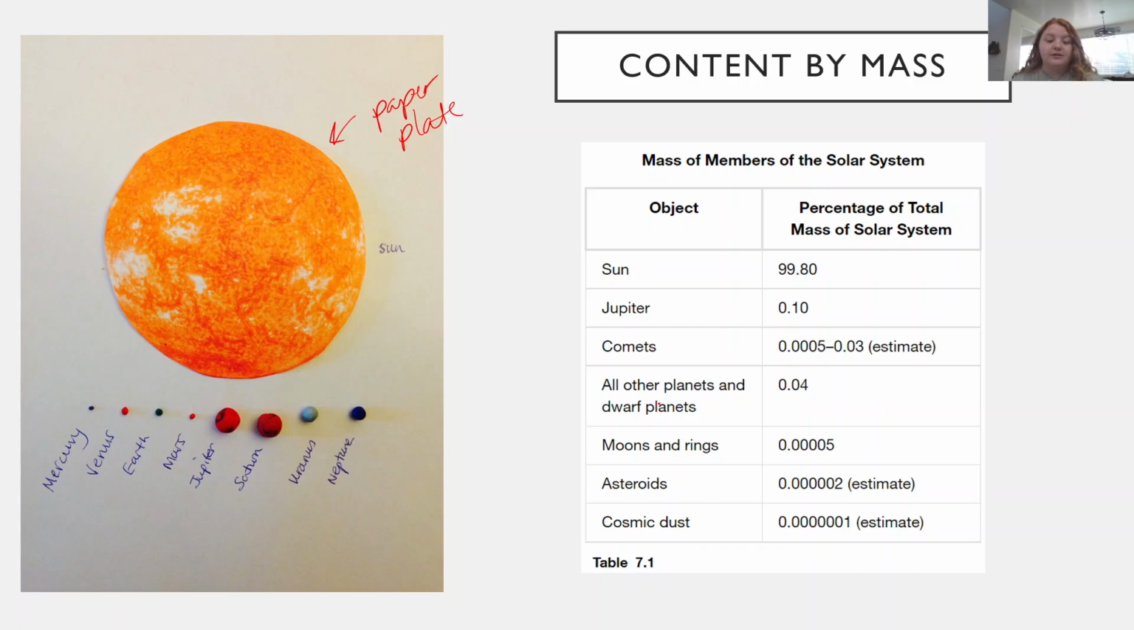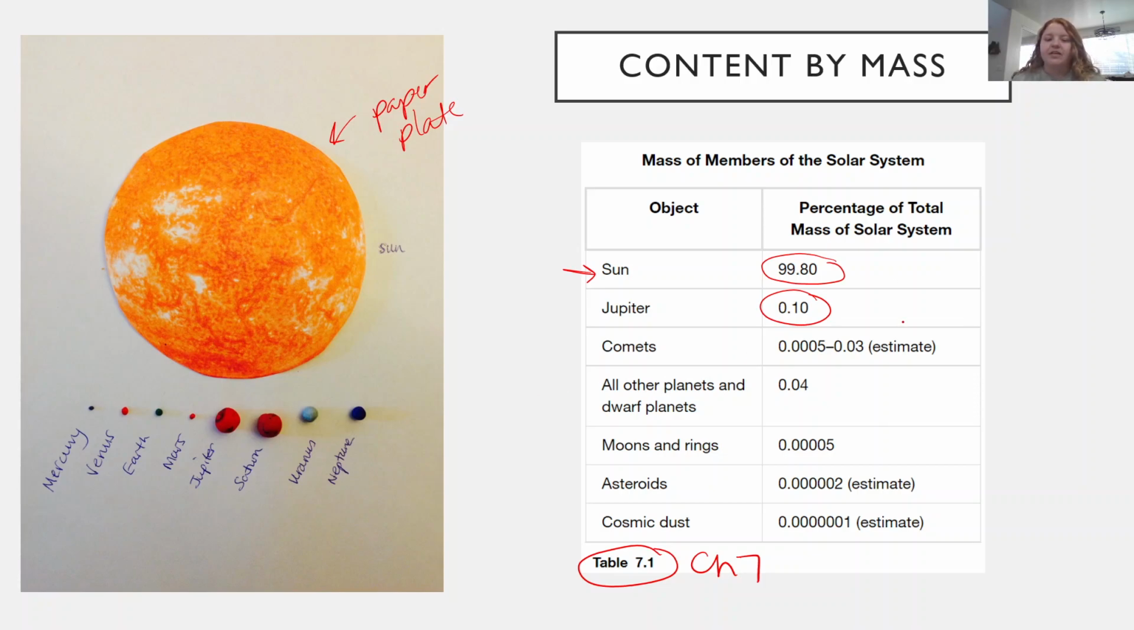And you can see this in this chart as well, this table. This is in our textbook in chapter 7. And this gives you a percentage of the total mass of the solar system. So the sun, you can see, makes up most of the mass in our solar system, which makes sense. It is the largest object. It has the most mass. The next largest is going to be Jupiter. Okay, so Jupiter will make up about 0.1%, and that's still not a lot, right?